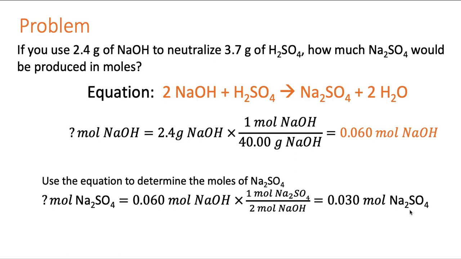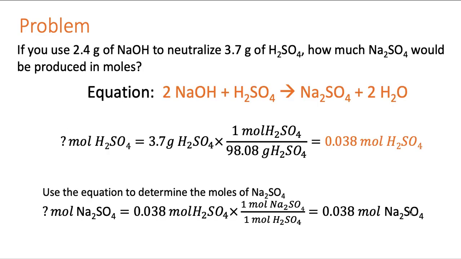I make less of my product than if I used up all of my H2SO4. So the moles of Na2SO4 that we could make from sodium hydroxide were only 0.03, whereas from the sulfuric acid, I would make 0.038. So this is a larger amount, which means that my NaOH will run out first. It will run out faster.